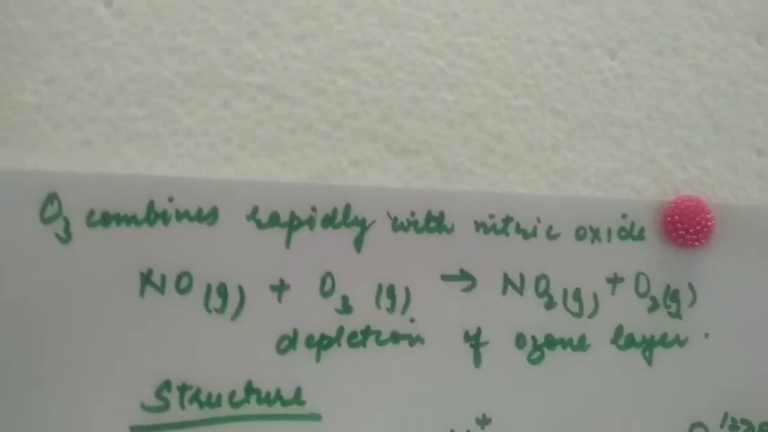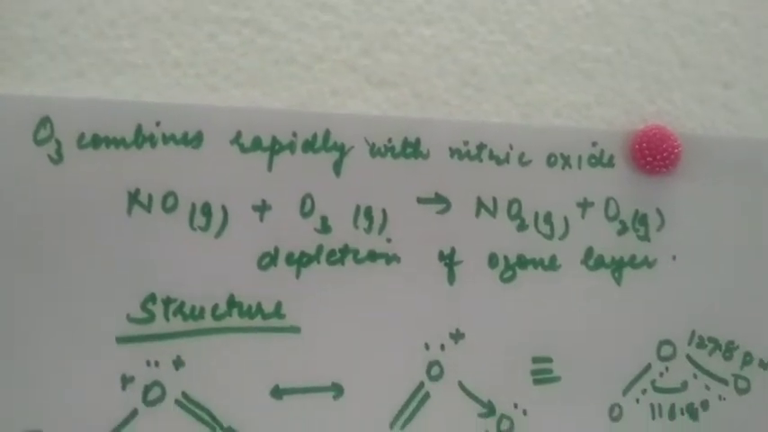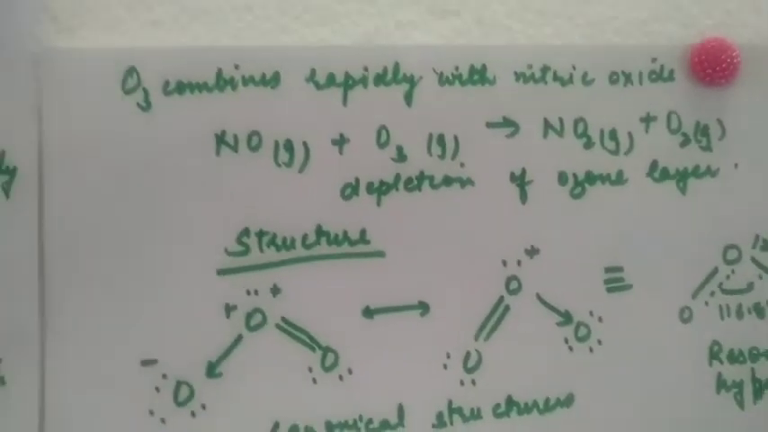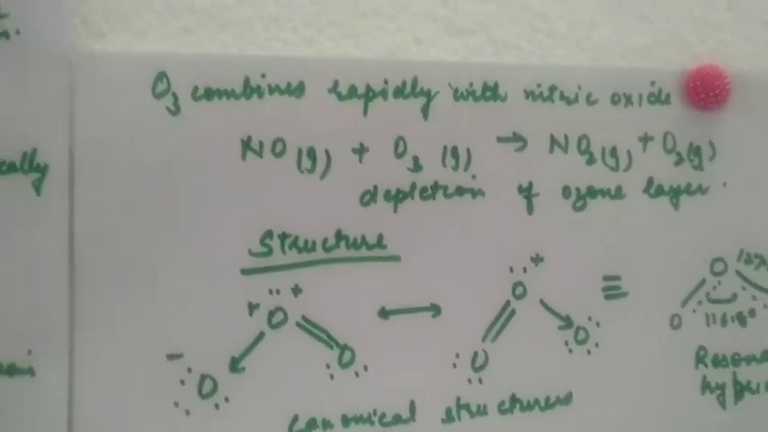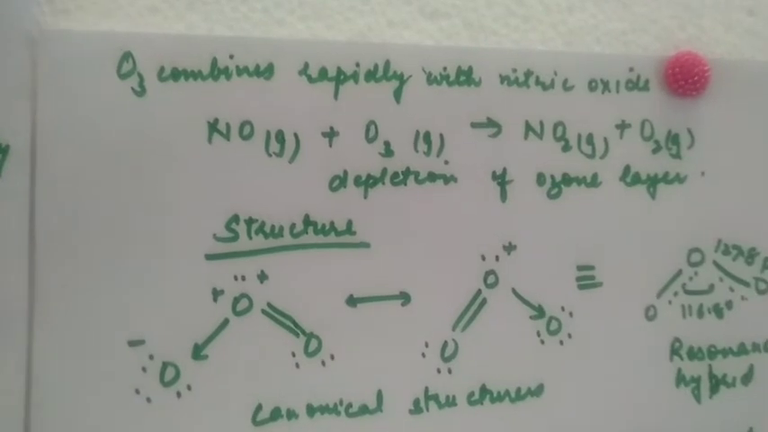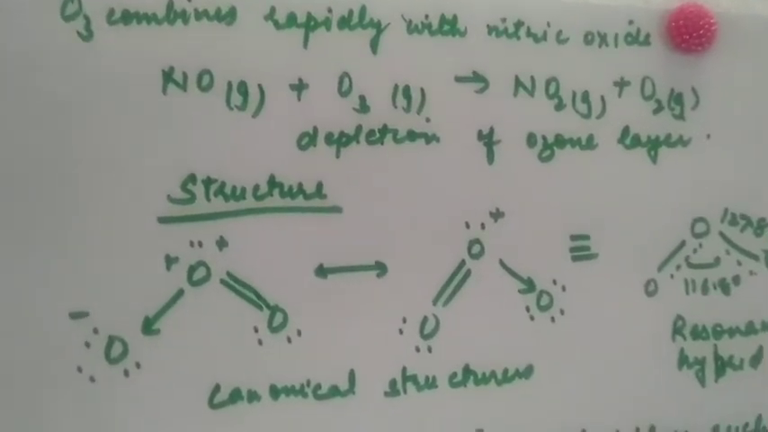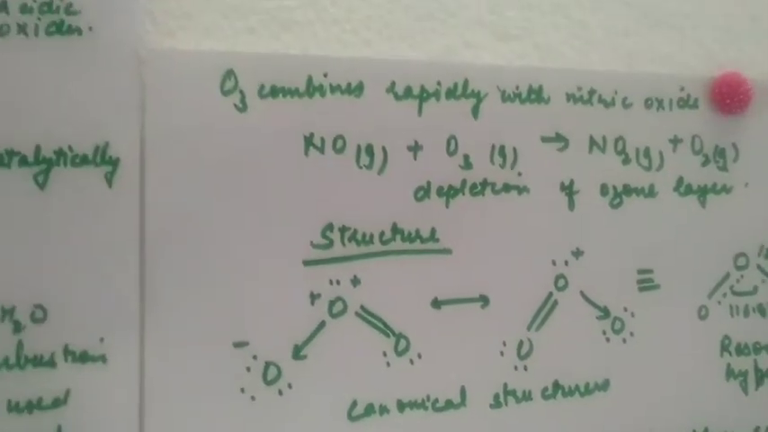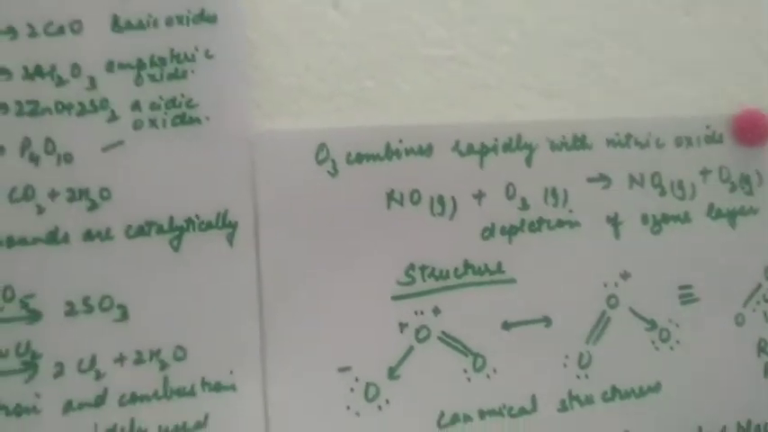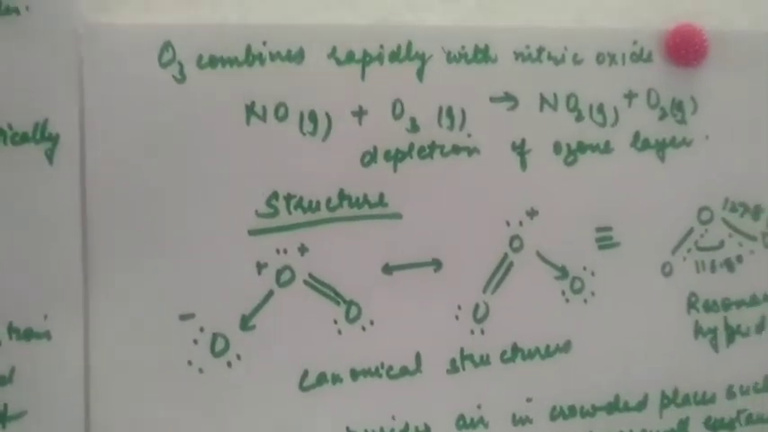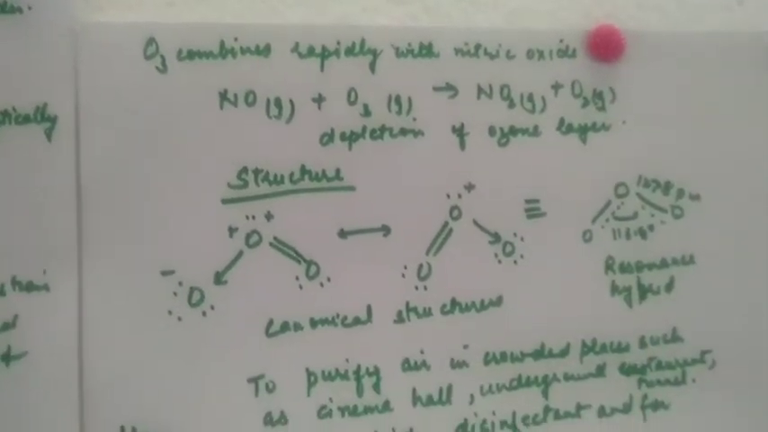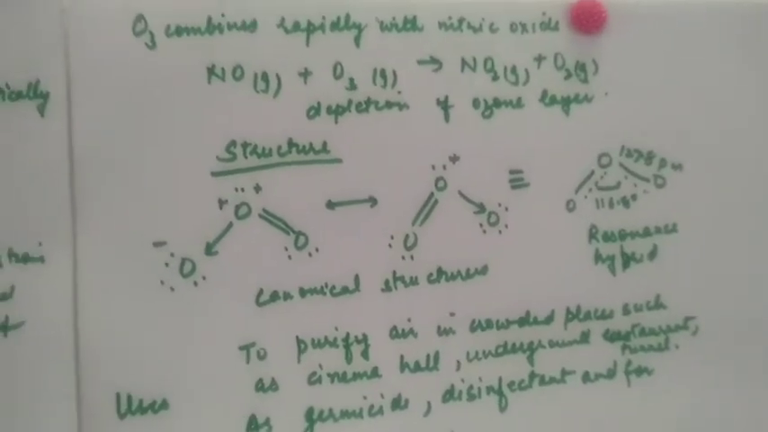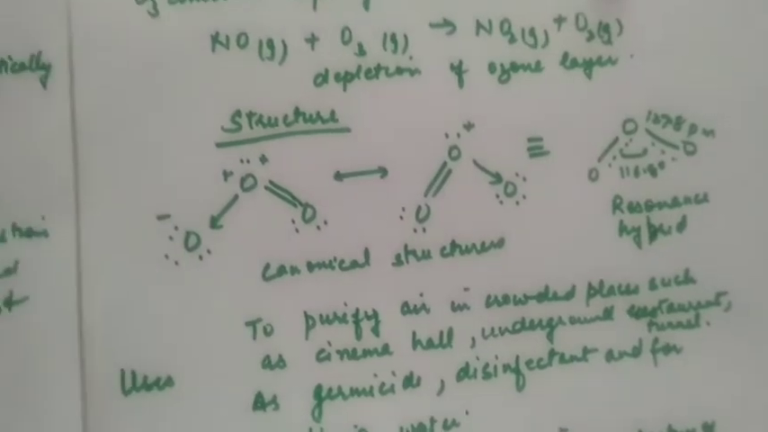In the atmosphere, nitric oxide is released from the exhaust pipes of jet aeroplanes. This nitric oxide decomposes ozone into oxygen and is responsible for depletion of the ozone layer, causing ozone holes. A big reason for depletion of the ozone layer is also the use of chlorofluorocarbons, which release chlorine atoms, which can deplete the ozone layer.